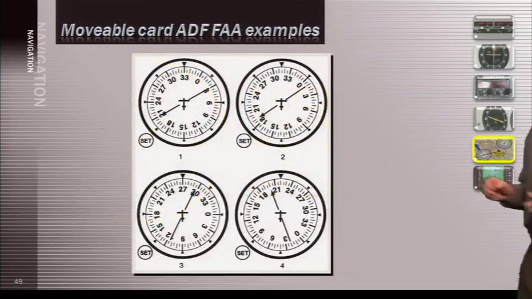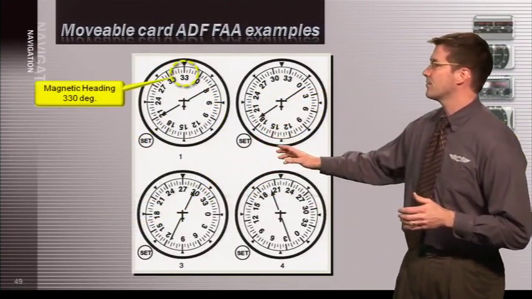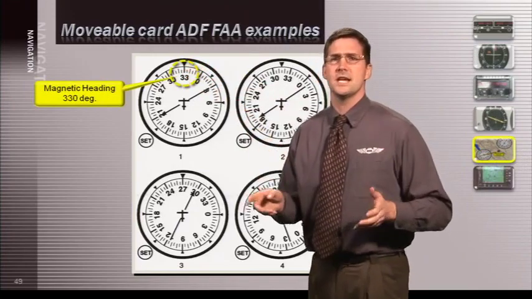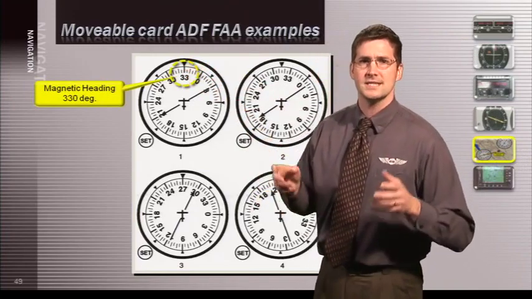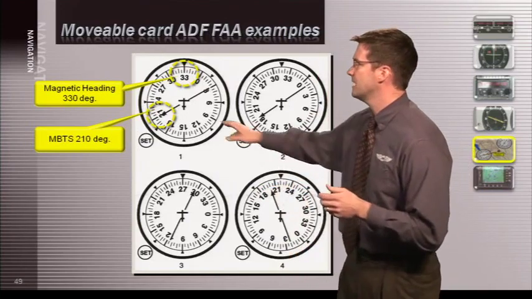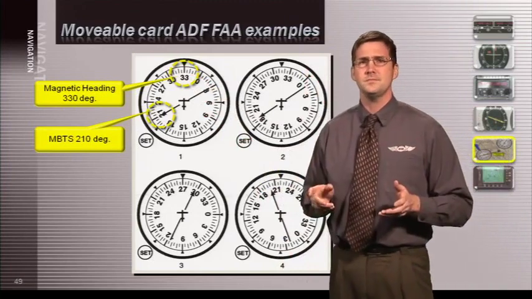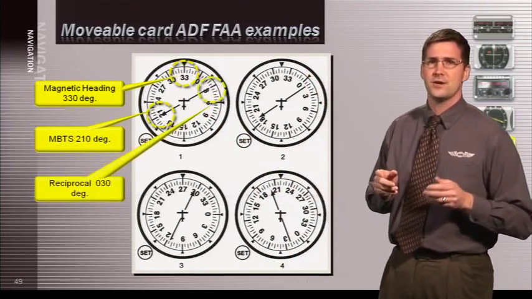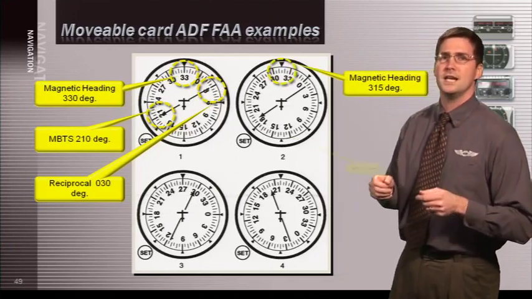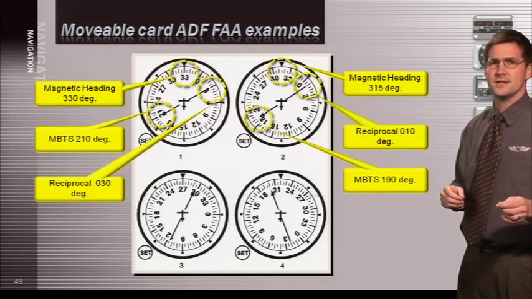Here are some more examples of a movable card ADF. Here's our magnetic heading of 330 degrees shown right here at the top. Our magnetic bearing to the station is 210 degrees, and the reciprocal is 030 degrees. Here's another example. Here's 315 degrees magnetic heading. Our magnetic bearing to the station is then 190 degrees, and the reciprocal is 010 degrees.